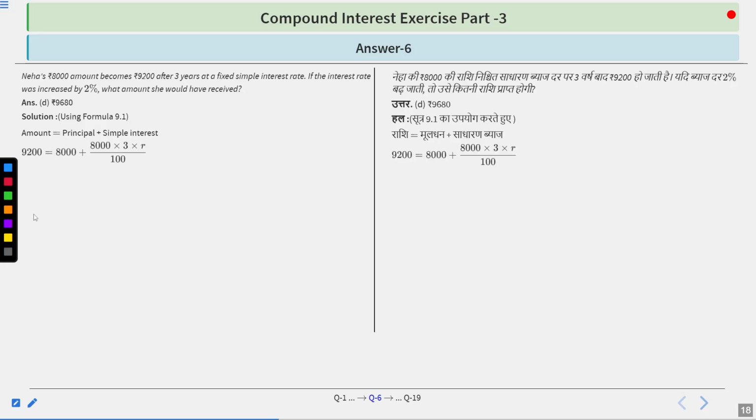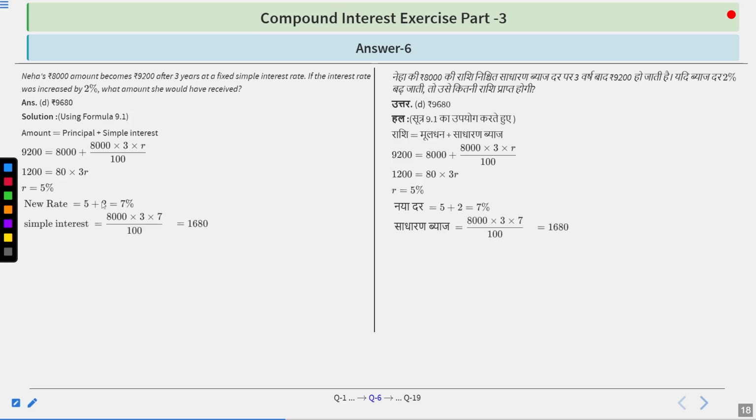Therefore, 9,200 is equal to principal, rupees 8,000, plus simple interest using formula 9.1, that is P into R into T upon 100. So that becomes 8,000 into 3 into R upon 100. 9,200 minus 8,000 is 1,200, that is equal to 80 into 3 into R. Therefore, the rate is equal to 5%, because when we divide 1,200 by 80 into 3, we get 5%. So if the rate is increased by 2%, the new rate is 5 plus 2, that is 7%.